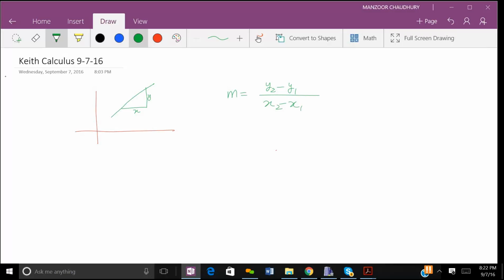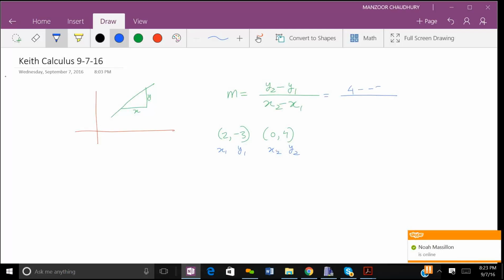So in this question, there are 2 points. One is 2, -3. Another one is 0 and 4. So we assign these names for it. The first one is x1, y1, x2, y2. This turns out to be 4 minus -3 over 0 minus 2. That equals 4 plus 3 over -2. So that turns out to be -7/2. Does that make sense? Yep.